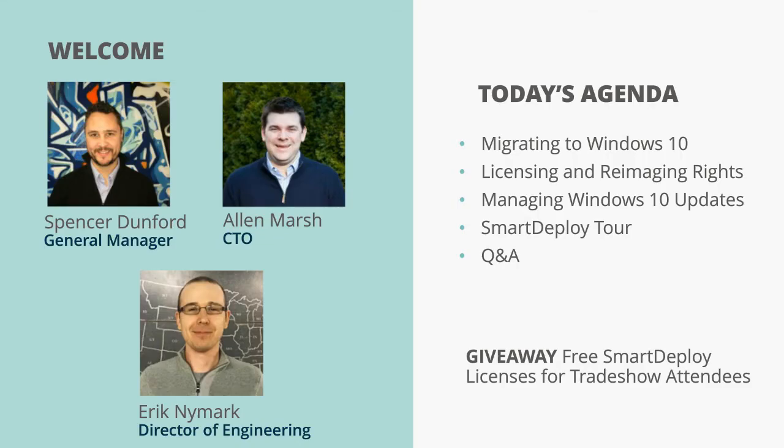A couple of quick housekeeping agenda items. We want to talk obviously about Windows 7 end of life and migrating to Windows 10 predominantly here, and also maintaining it. We'll touch on some licensing and reimaging rights, since that's a pretty common thing that comes up as people start over with a new operating system, on how to stay compliant with reimaging rights and volume licensing. We'll talk a little bit more about SmartDeploy as well. I'll take you on a quick tour of the product here at the end, and do Q&A.